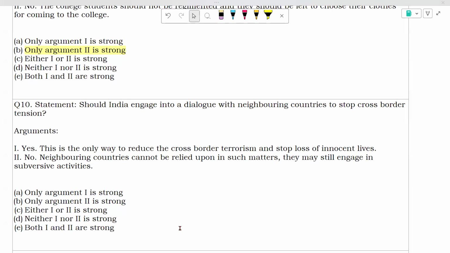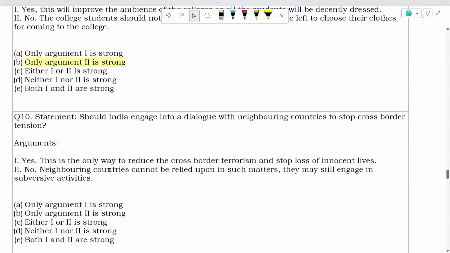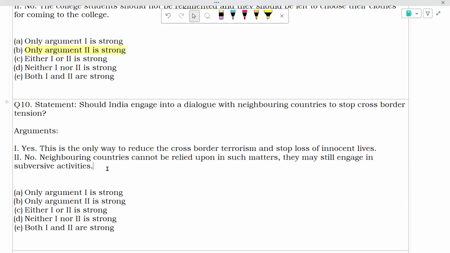Tell me, both are strong, both are weak, one is strong, one is weak. Okay, let us see what is the answer. It says one is strong. Yes, this is the only way to reduce cross-border terrorism and stop loss of innocent life. So, whenever talks have happened, we should not stop trying because something is happening. We should be trying.